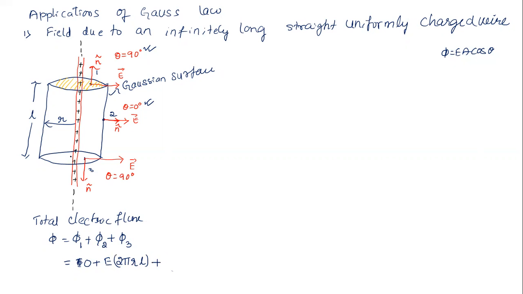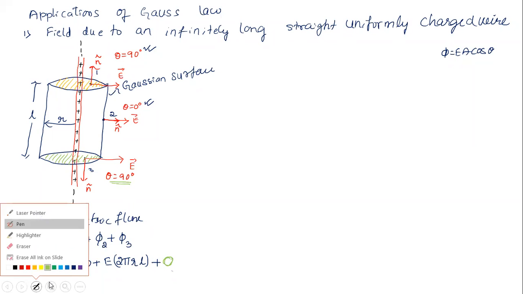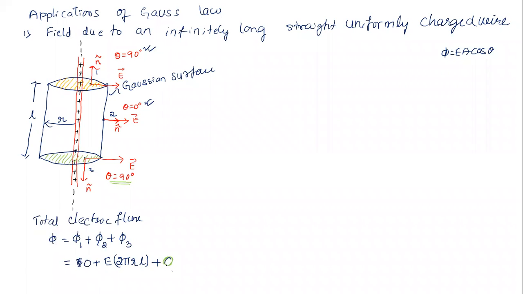Now look at phi 3, the area below. Let me shade it with this color. Again here theta is 90 degrees, so the electric flux becomes 0. So the only electric flux is the total electric flux. Continuing here, the total electric flux is equal to E times 2 pi R L.